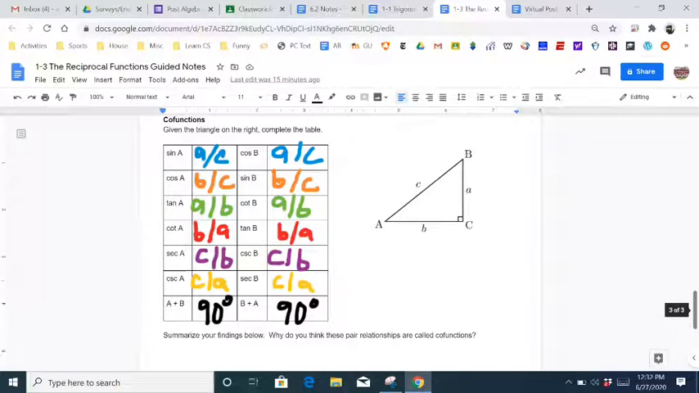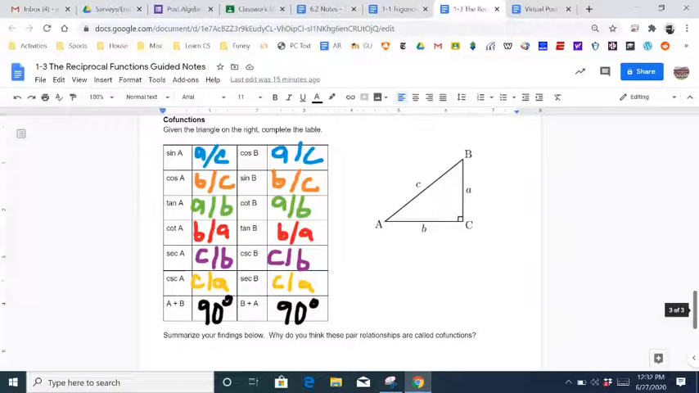I tried to color coordinate the things that were equivalent to help you see this. What the cofunction theorem says is that if you have two cofunctions, now what are cofunctions? We learned about reciprocals. That's one way to pair up the six trig functions. Cofunctions is a separate way to pair them up. Although sine and cosine aren't reciprocals, they are cofunctions of each other.